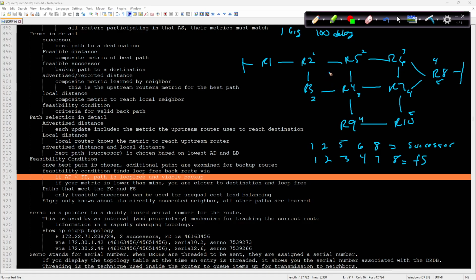Well, that's simple, right? As long as the connection between R1 and R2 is solid, then if something happened to the connection between R2 and 5, or R5 and R6, or R6 and R8, if any of those links went down, you'd have a valid backup path to get to where you've got to go. Now, the question that I have for you is, do 9 and 10 qualify as a feasible successor? Now, we're calculating based off of R2, right? Because R2 is going where it's got to go.